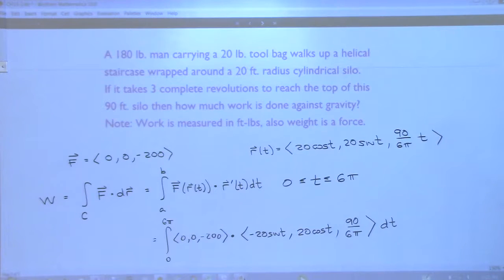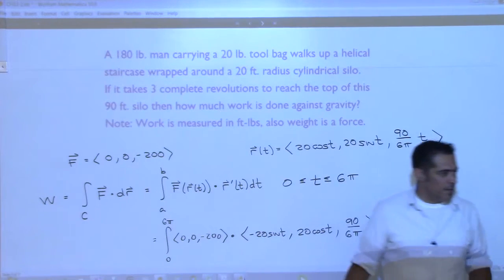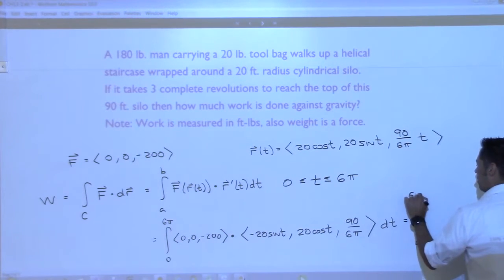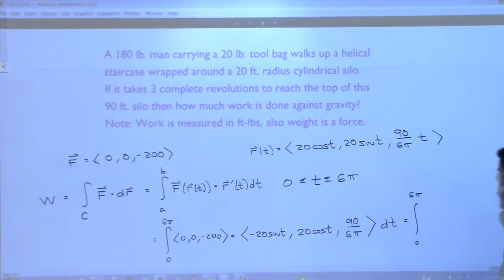And what's the really nice thing here when we dot these? The x and the y components are gone because this is 0, 0. So when you dot, you get nothing from those. The only thing that contributes to the integral is going to be the last two components multiplied. So it's negative 200 times this. So what is that? Negative 200 times 90 is negative 18,000 over 6 pi, dt.